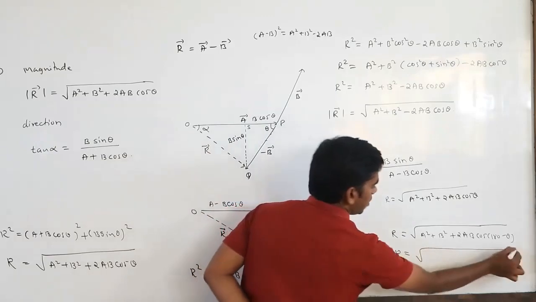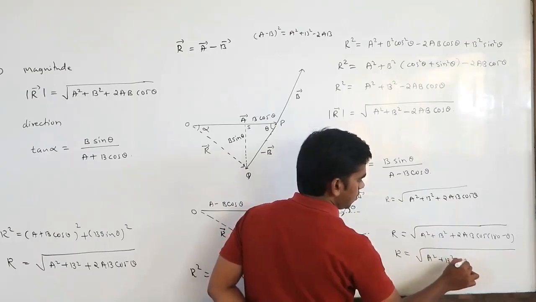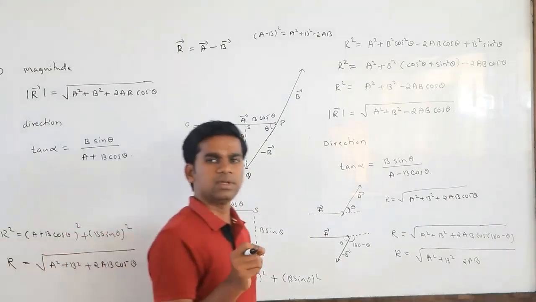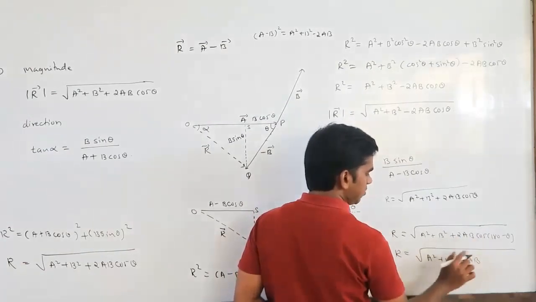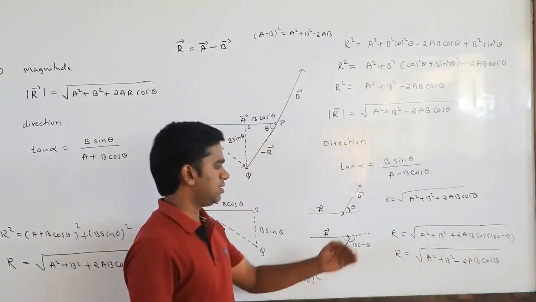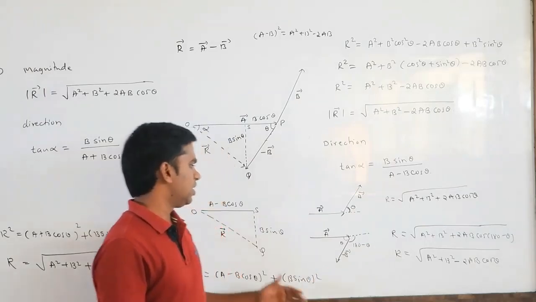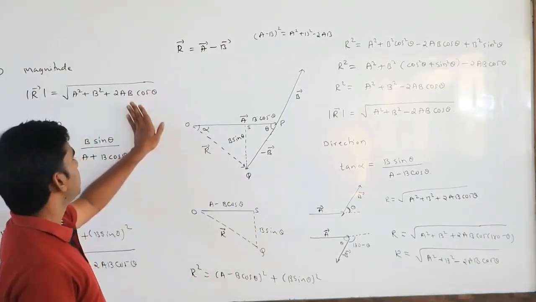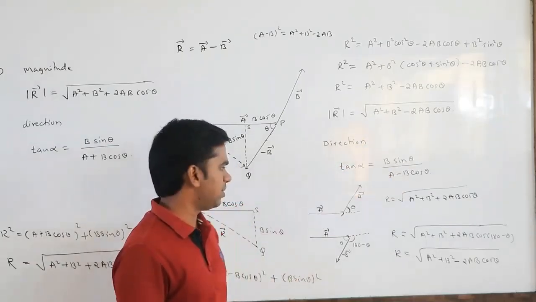So r equals root of a square plus b square, 2ab I will write as it is, cos 180 minus theta. From your mathematics, cos 180 minus theta is minus cos theta. So plus times minus becomes minus cos theta. That means you can get the same thing if you use 180 minus theta also. So for addition you take theta directly, for subtraction you can take 180 minus theta for the same formula. Otherwise, if you remember, you can just directly use this formula. That all depends on you.